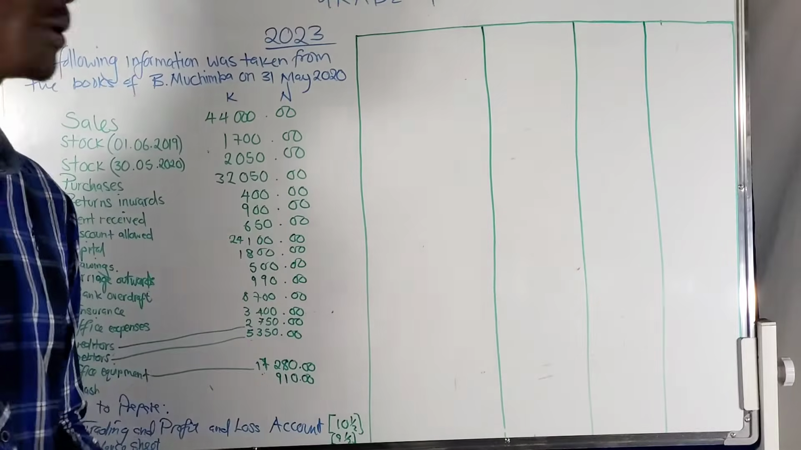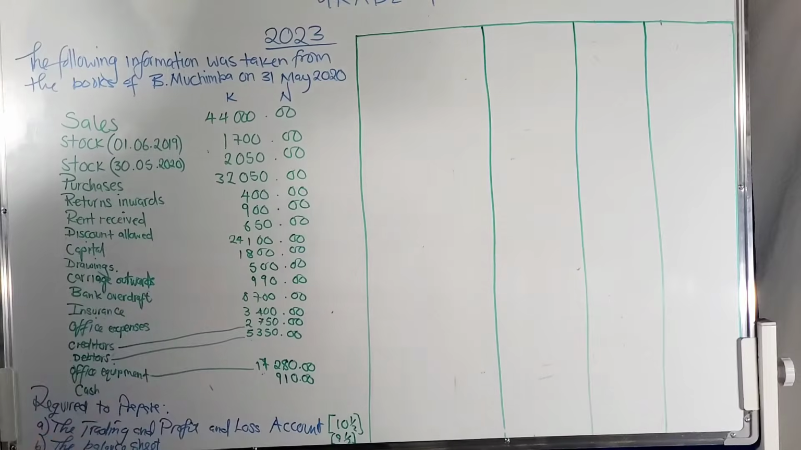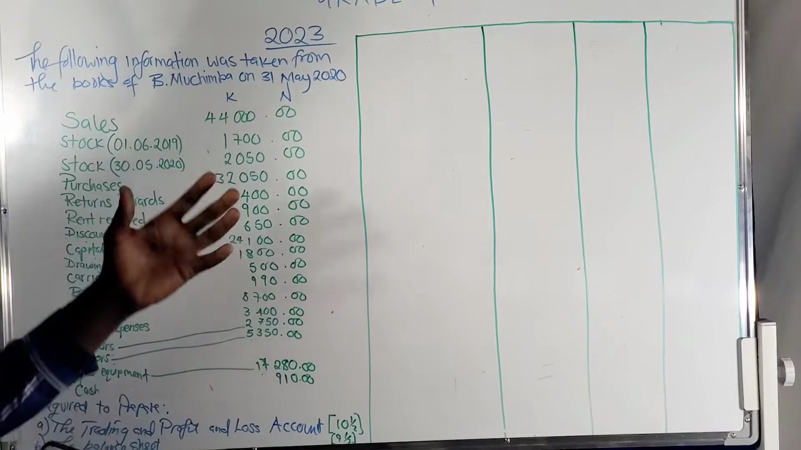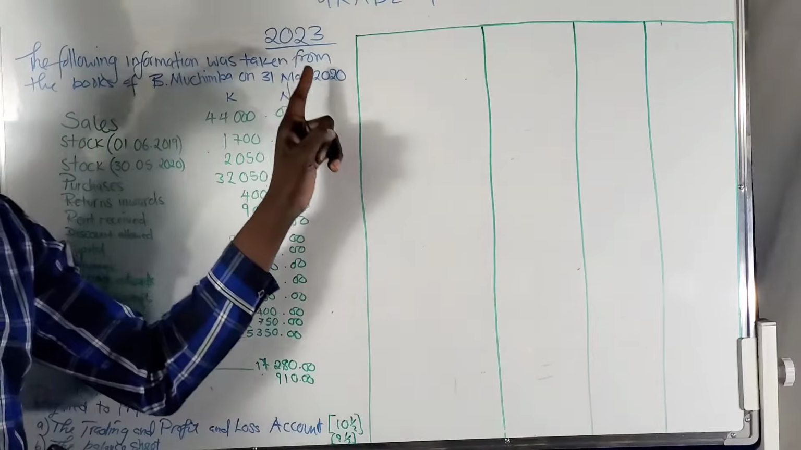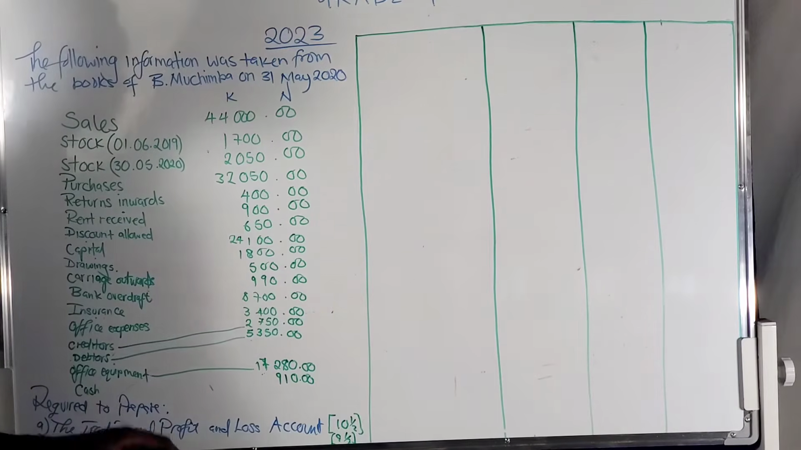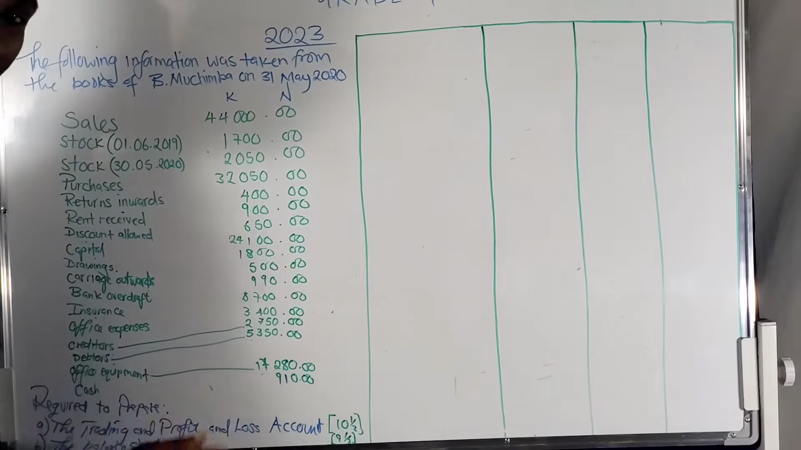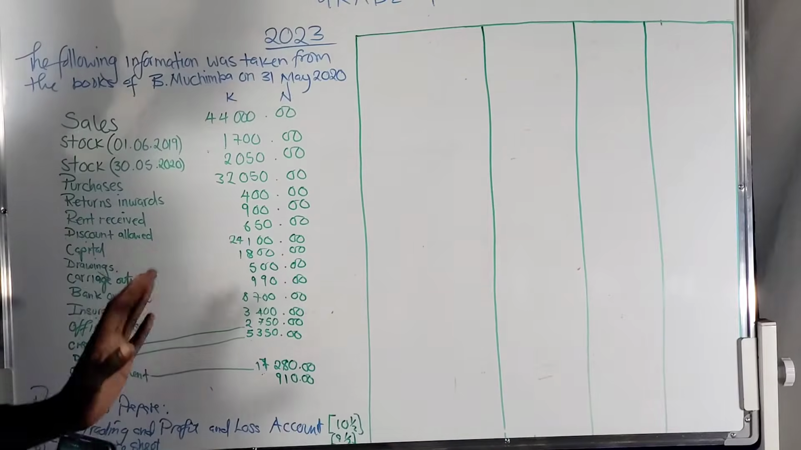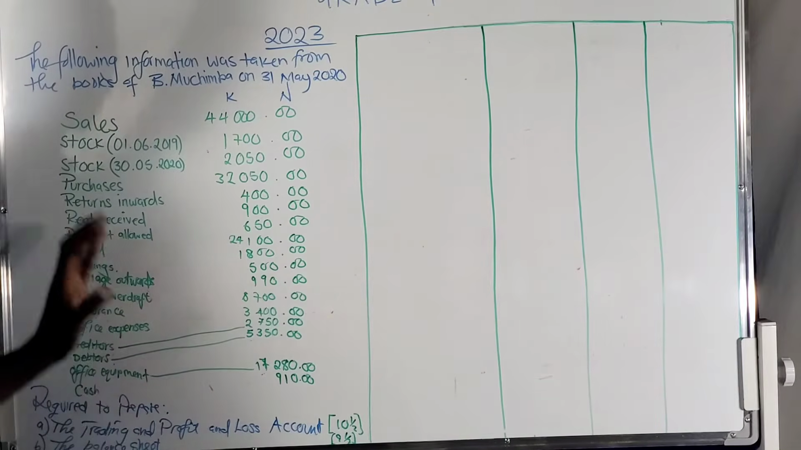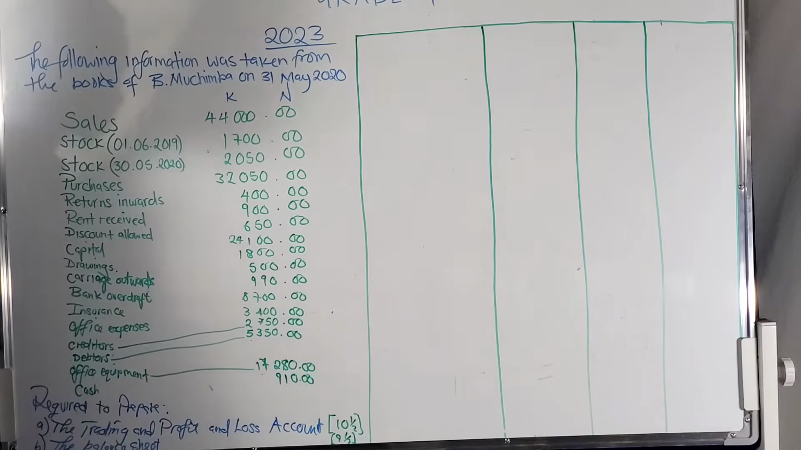In this video, we're going to look at business studies, grade 9. We're going to answer the 2023 question on the trading and profit and loss account, including the balance sheet. So we're going to answer everything. We're going to answer the whole of this question, and it's 20 marks.